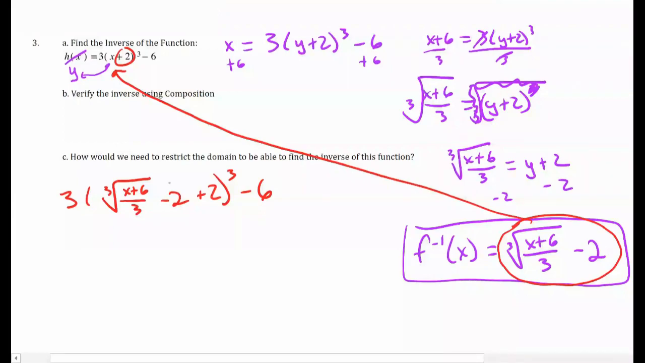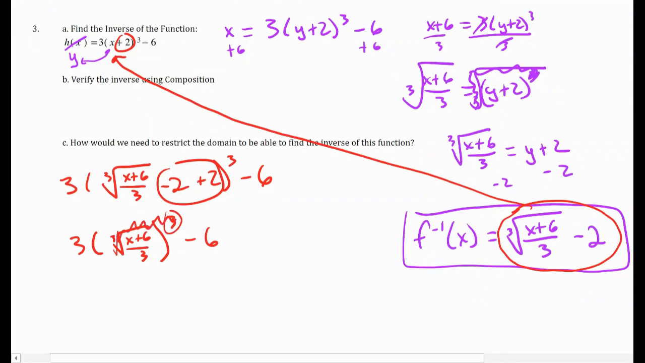So from here, I'm doing order of operations, what's inside the parentheses first. These two things cancel out, so I got 3 times (the cube root of (x plus 6) over 3) cubed, minus 6. Second thing I do is exponents. So when I cube a cube root, those two things cancel out.